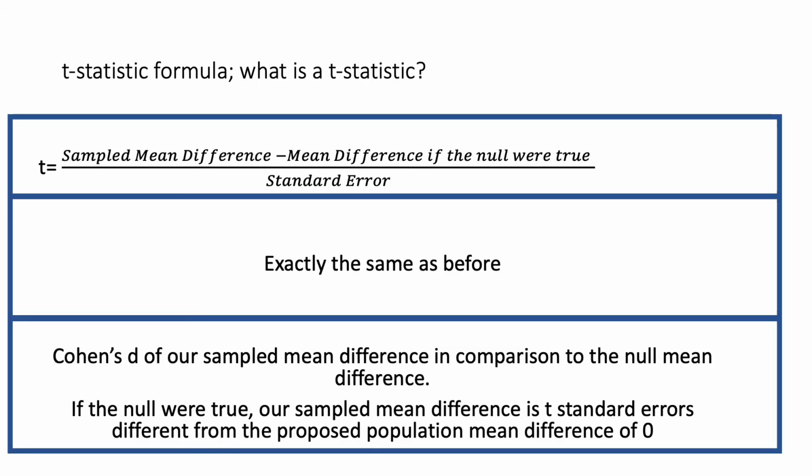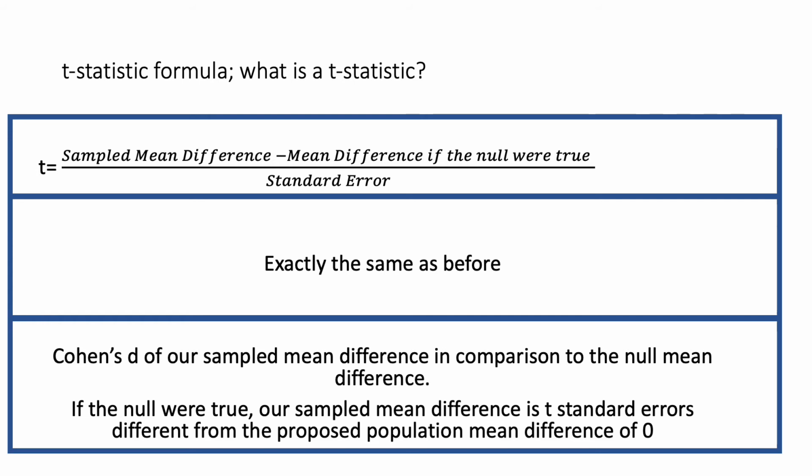So first thing, conceptually, the t-statistic formula is the exact same. It's the sampled mean difference minus the mean difference if the null were true, divided by standard error. So it's very similar to a Cohen's d of our sampled mean difference in comparison to the null mean difference. I have not taken the null mean difference out of here. The mean difference if the null were true, or the null mean difference, is 0. We know that. It gets dropped in a lot of calculations. But what you're looking at is a difference between your sampled mean difference and the proposed mean difference divided by the standard error. So it's very similar.